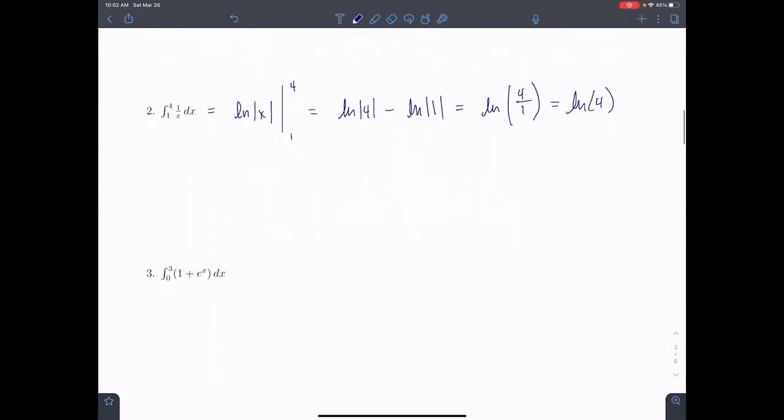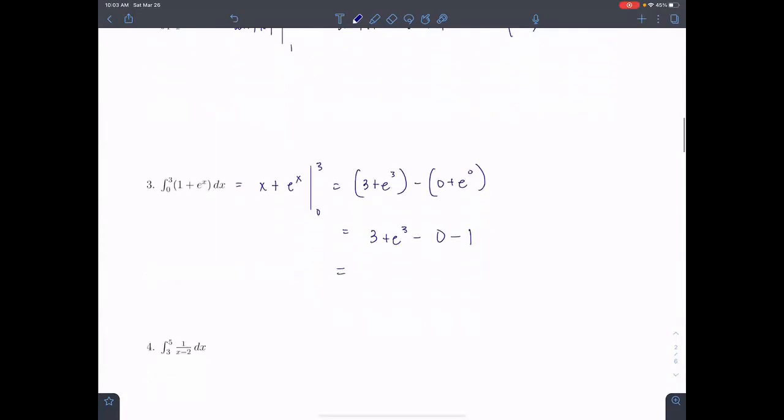Okay. The integral from 0 to 3 of 1 plus e to the x dx. We're going to take the antiderivative. So that would be x plus e to the x, and that's all we need there. And then we're going to evaluate from 0 to 3, top minus the bottom. So 3 plus e cubed minus 0 plus e to the 0. So 3 plus e cubed minus 0 minus e to the 0 would be 1. So 3 minus 1 is 2. So 2 plus e cubed.